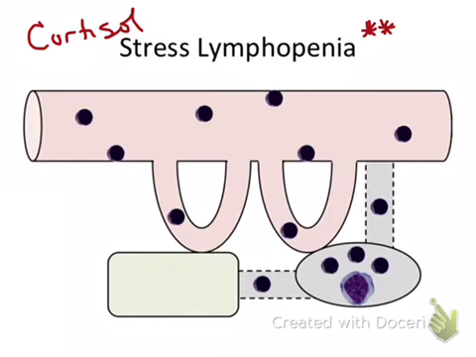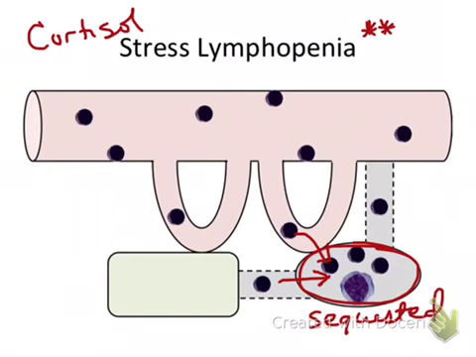First, it calls lymphocytes to the lymph nodes and inhibits lymphocytes from exiting the lymph nodes. So the lymphocytes essentially get sequestered within the lymph nodes. The second effect is that at prolonged or very high doses of cortisol, it can cause lympholysis or lymphocyte cell death. So you can see this with just general stress or with Cushing's disease.